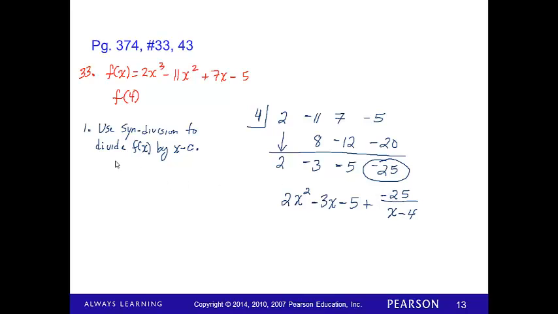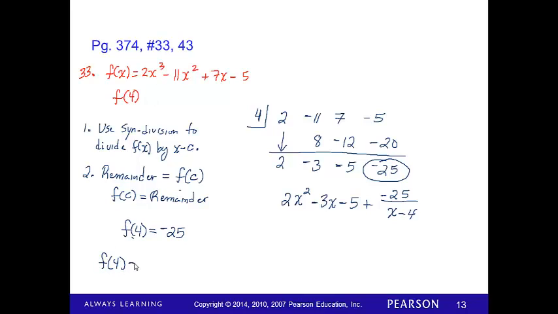Okay, basically, at this point, the second step says the remainder is equal to f of c. Or I could say f of c is equal to the remainder. So in this case, f of 4 is going to be equal to negative 25. And you can check that by taking this 4 and plugging it in. So f of 4, if we plugged it into the polynomial, it would be 2 times 4 to the third power minus 11 times 4 squared plus 7 times 4 minus 5. I'll leave this for you to verify that you get negative 25.